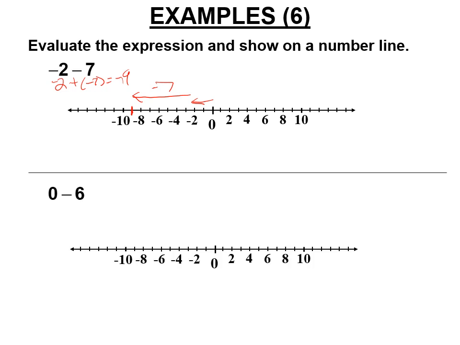0 minus 6, right, is 0 plus negative 6, which is negative 6. So you don't have a first arrow here. I wanted to cover that. You only have the one arrow, and since the first number is 0, you just draw the one arrow: you subtract 6 from 0, and you get to the answer, negative 6. So otherwise, unless the first number is 0, you're going to have 2 arrows.